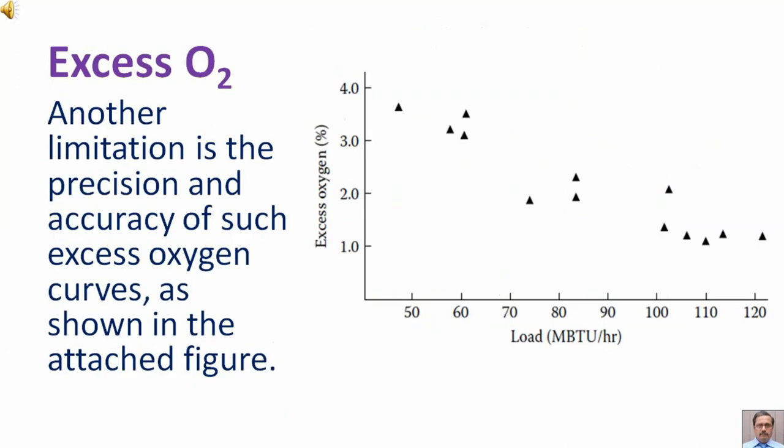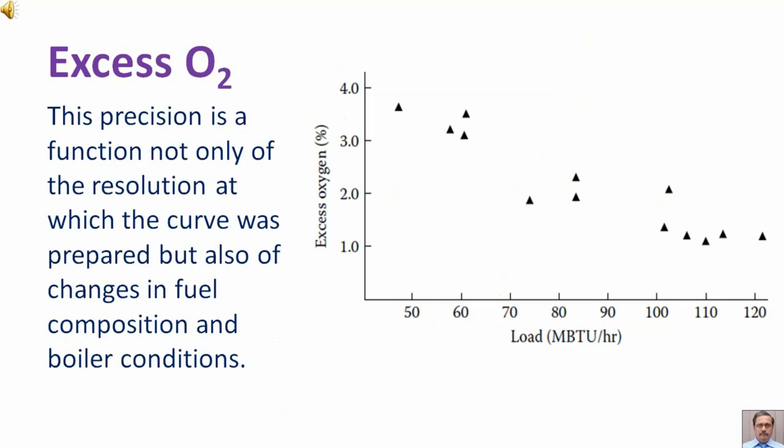Another limitation is the precision and accuracy of such excess oxygen curves as shown in the attached figure. The precision is a function not only of the resolution at which the curve was prepared, but also of changes in fuel composition and boiler conditions.